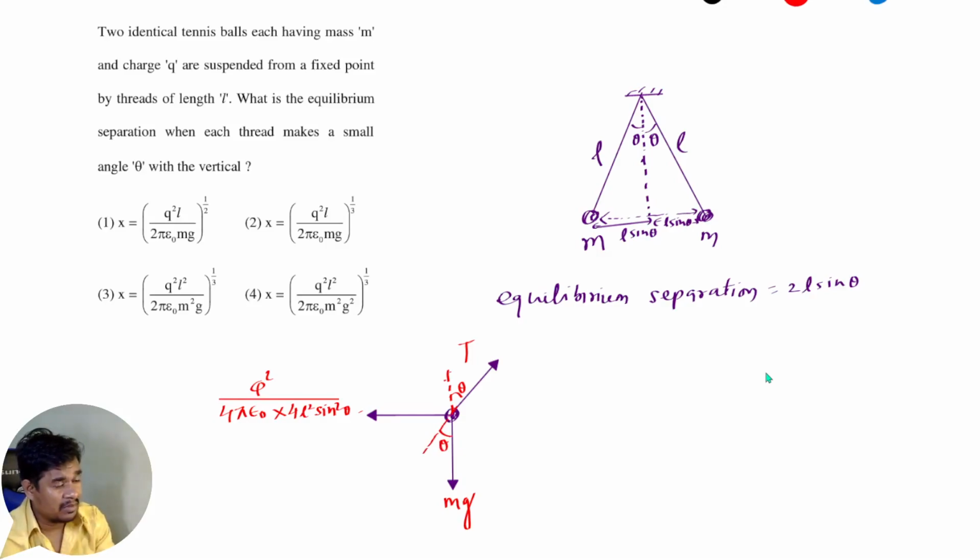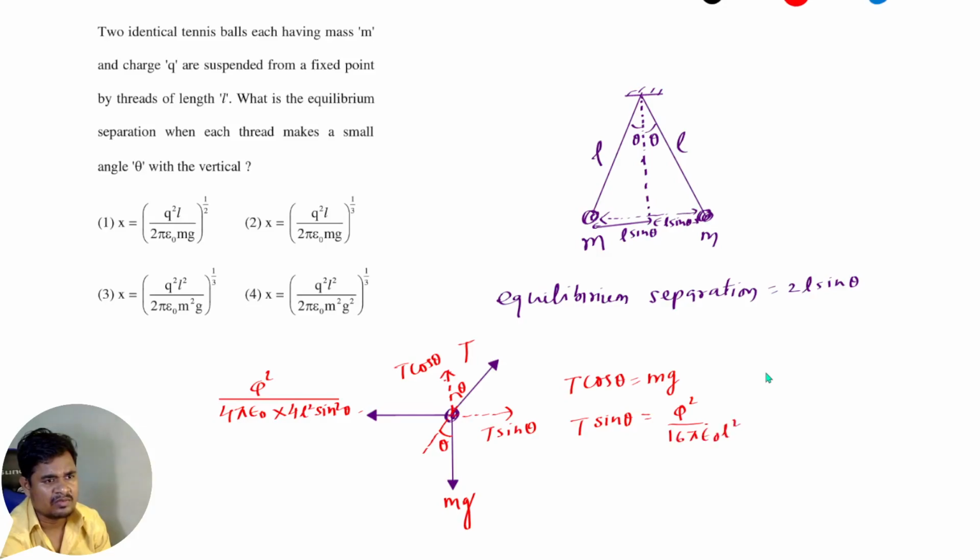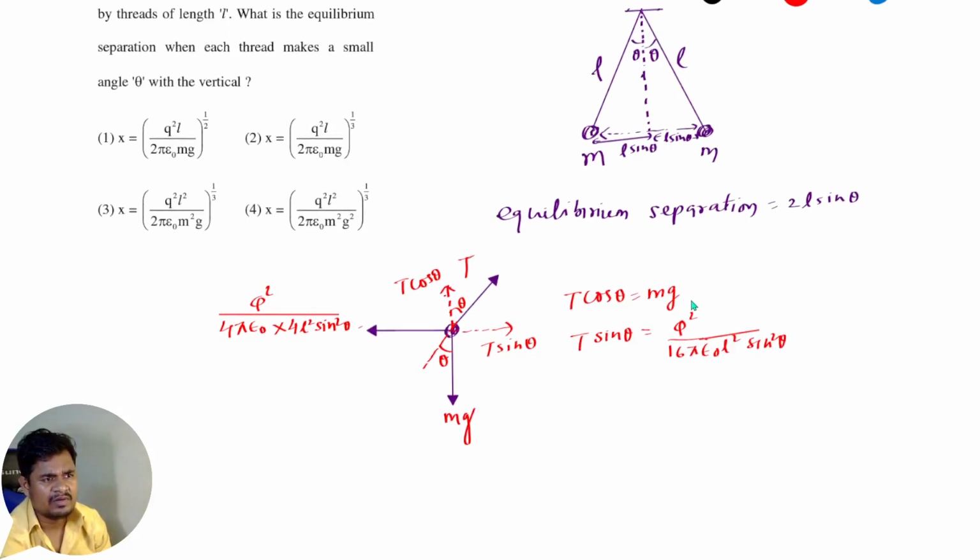So I will say that this angle is theta. For equilibrium, I can say that T cos theta equals mg and T sin theta equals the electrostatic force. This tension will have a component in this direction T sin theta and in this direction T cos theta. So T sin theta is basically q square by 16 pi epsilon naught L square sin square theta.